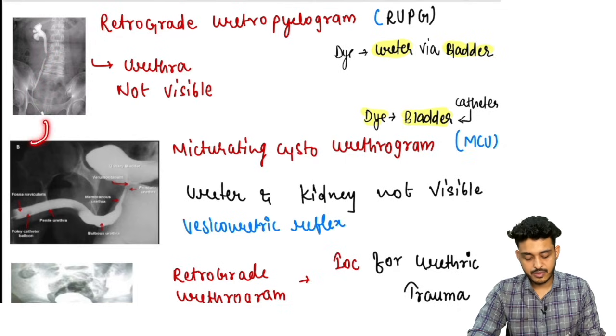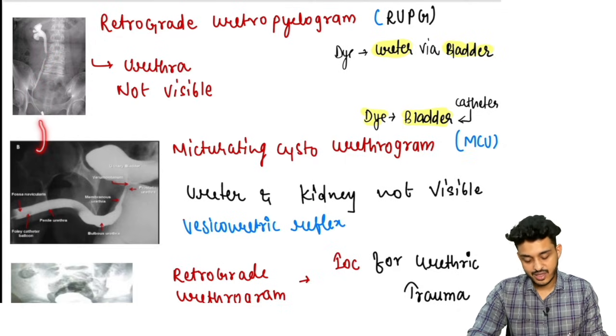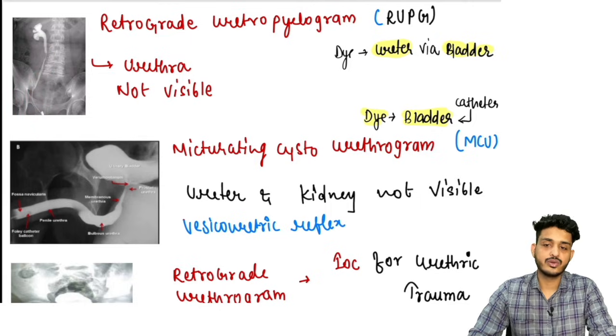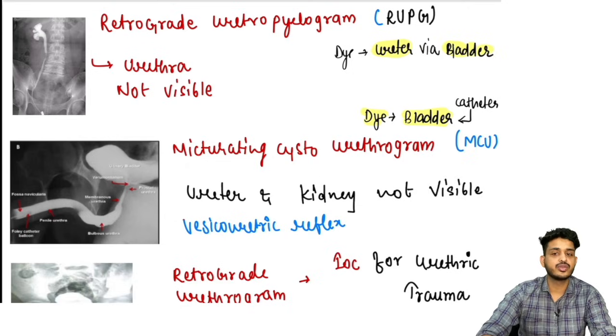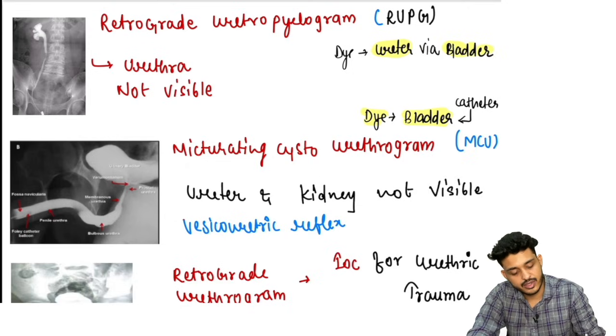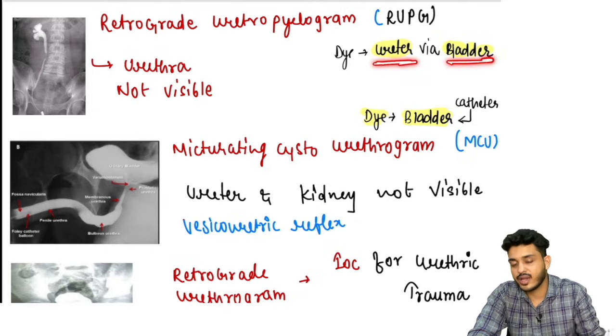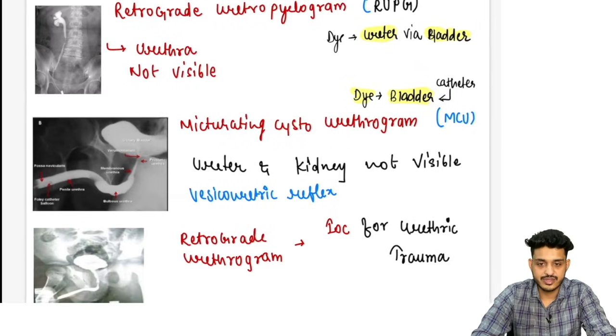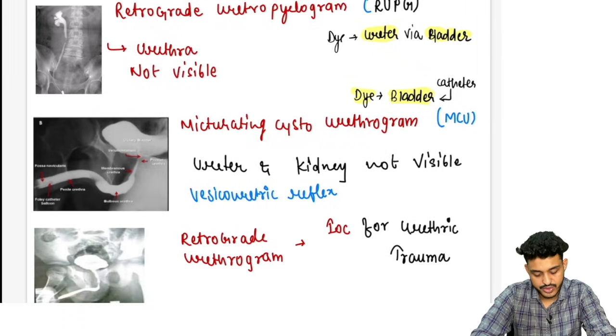Since we are coming from the backward direction, from the urethra, we come to the bladder and then inject our dye into the ureter. This is known as retrograde ureteropyelogram. Dye is given to the ureter via the bladder, right? Remember, here the urethra is not going to be visible.